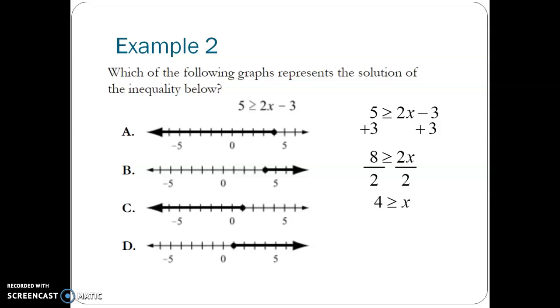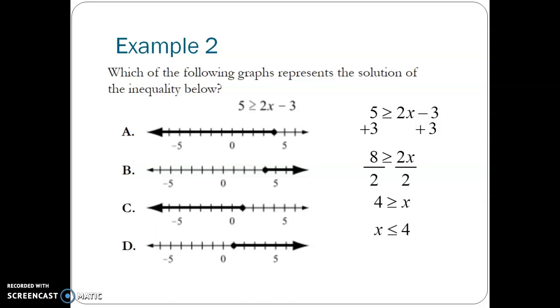Now you'll notice that the way that I had written things on the first slide, we always had x on the left-hand side. So I'm going to rewrite this so that x is on the left. Now when I do that, I'm not changing the inequality, but I do need to rewrite it so that the inequality is pointing towards the x, because the x is what's being pointed at the way that it's currently written. So x is less than or equal to 4.